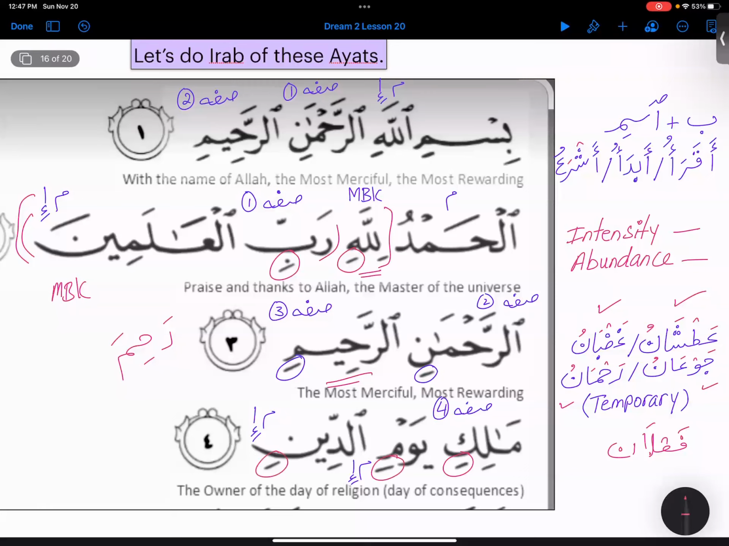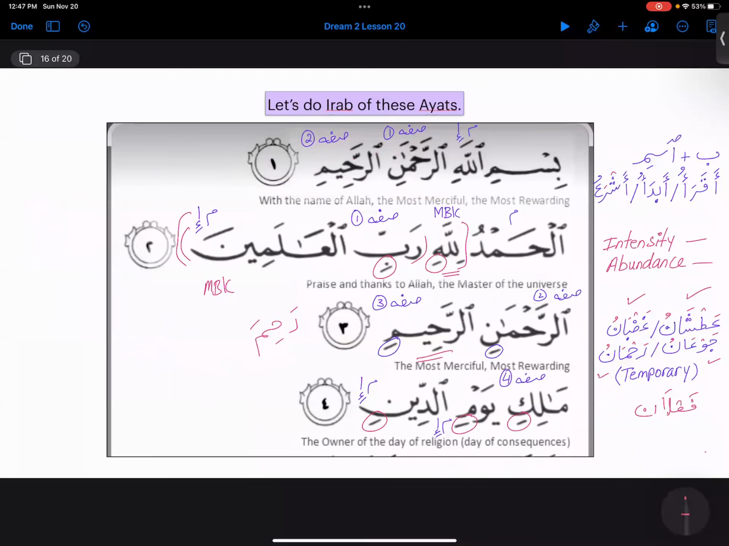Okay. So he is the owner. He is the king of the day of judgment. No other king is going to have any influence on that day. Only Allah subhanahu wa ta'ala. Right? So this is the sifa number four for Allah subhanahu wa ta'ala. Subhanallah. So possession in all. Yeah, exactly. I have a question now, Sada.